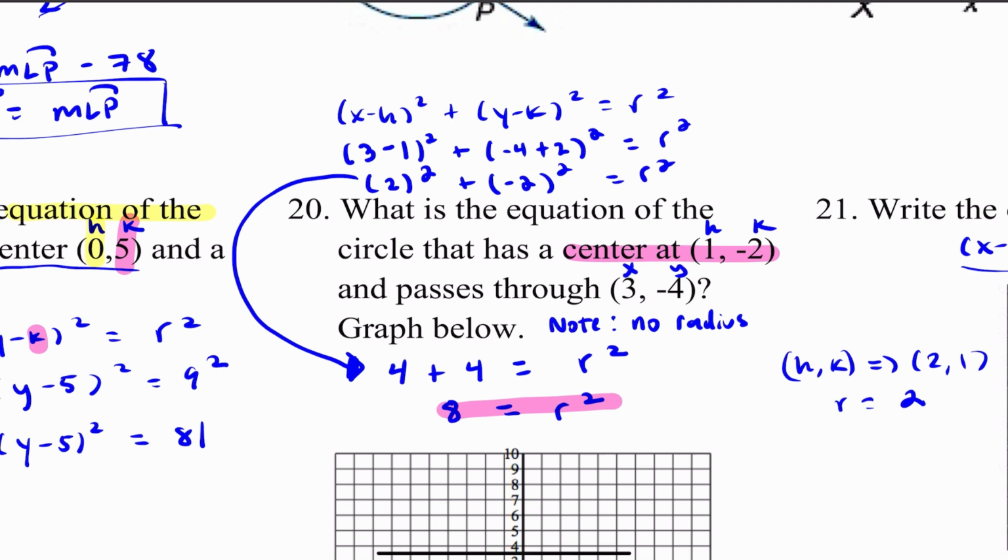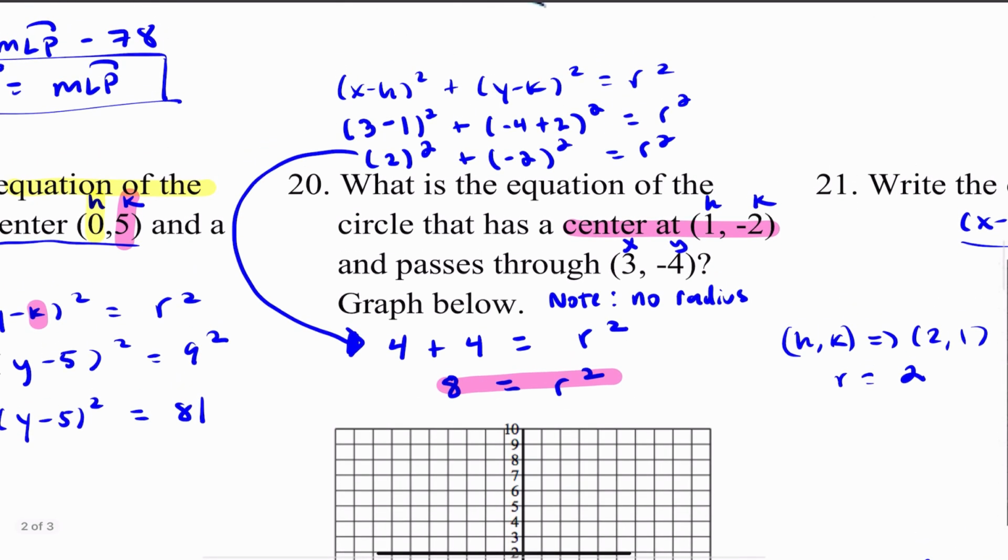If my equation has r squared, I'm basically going to take this 8 and plug it in. But I also need to have my h and k. So let's go ahead and replace h and k. It's x minus h, which is 1, the quantity squared, plus y minus k, which is -2. But it's minus -2, so you've got to put a plus sign instead. So y plus 2, the quantity squared, is equal to your r squared, which is 8.